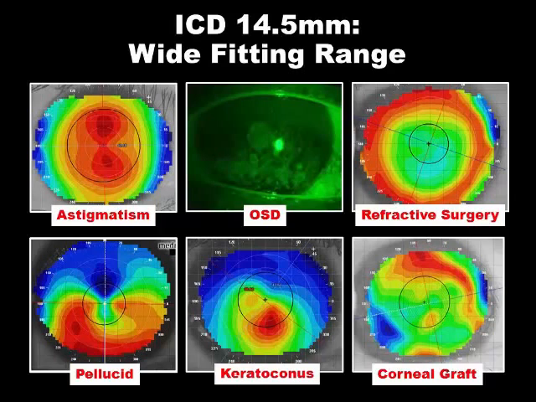Pellucid marginal degeneration: sometimes you'll need a 16.5, but very often you'll be able to use the 14.5. If it's mild keratoconus, if it's not too advanced, the 14.5 can probably vault and accommodate those lenses. I put here corneal graft because we fit the ICD 14.5 on many corneal grafts, but only those that are relatively low in depth and without high degrees of asymmetry. When you've got highly elevated points opposite very low points, chances are you need a much bigger lens to vault those bulges in the eye surface.